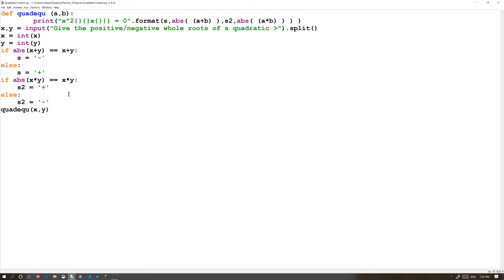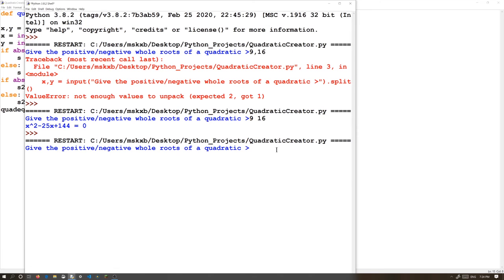I can do some more examples. How about maybe 3 and 6? x squared minus 9x plus 18. And you can see the thing in action. 3 plus 6 is 9. So you put 9x, and it's always a negative right here. And so 3 times 6 is 18, and that's why it's plus 18 right there. And you could have done the same thing with 9 and 16.